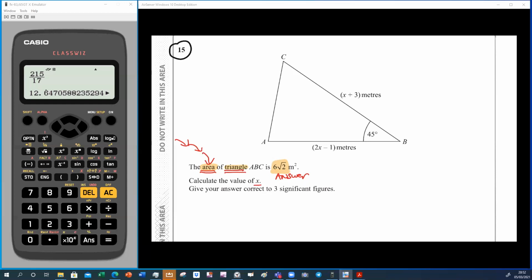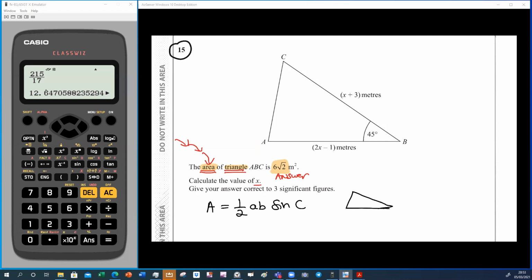So we can't use base times height divided by 2, which would have been nice. Which formula are we going to be using for this special type of triangle? Half ab sine C. Okay, area equals half ab sine C. Now, let me tell you what the letters are, because the lettering on our triangle doesn't actually match the lettering in the formula. I want to stop there for a moment. We can actually relabel the diagram to match our formula's labeling.